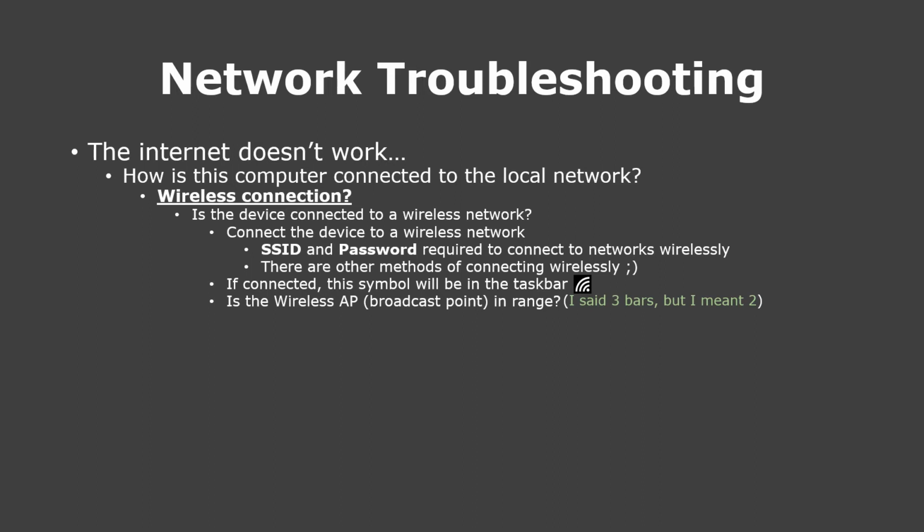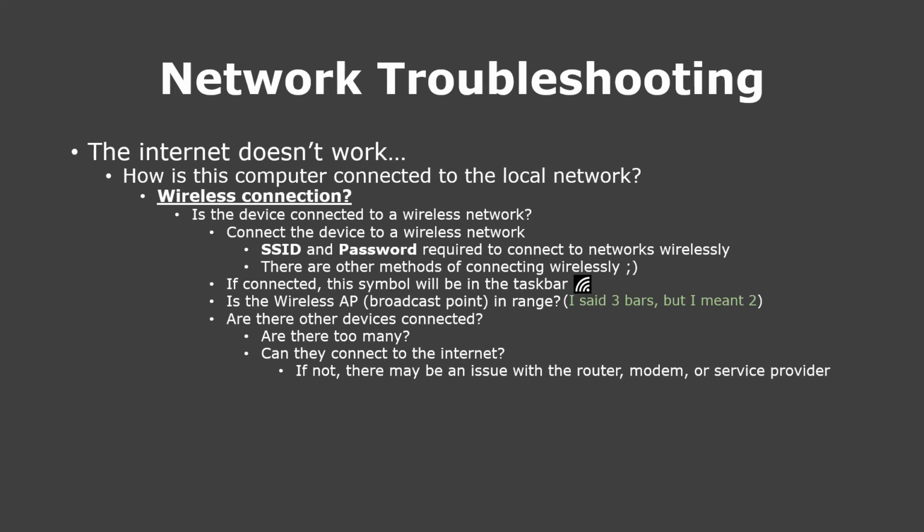Now, this next one's a twofer. We're going to check and verify 2 things. 1, are there other devices connected and working? And 2, are there too many devices connected? For starters, you want to know if any other devices can get to the internet. If you find out that all of the other devices on the network are also down, it could be a problem with the local router or service provider.